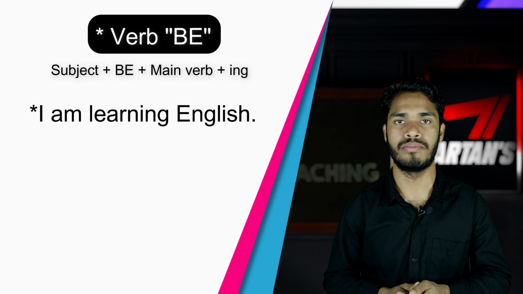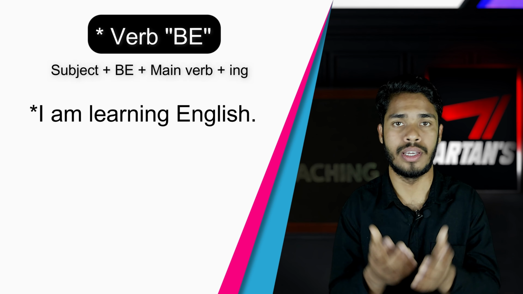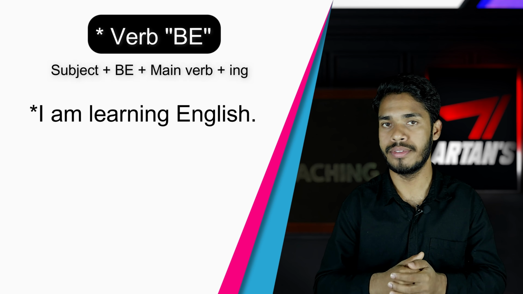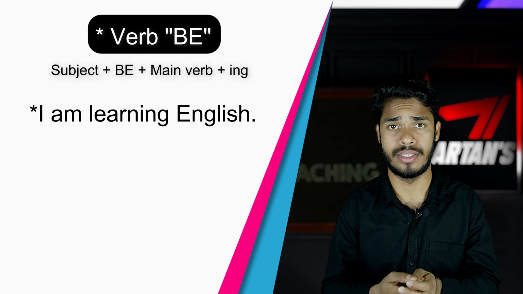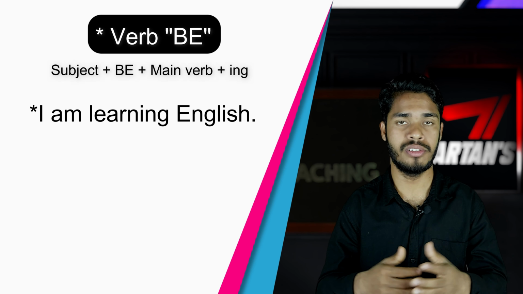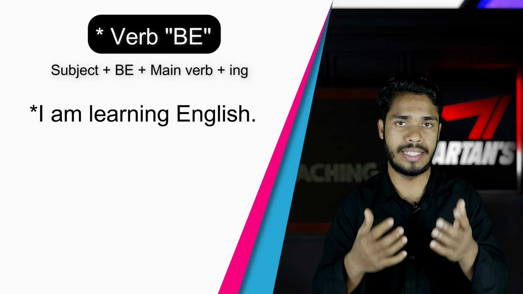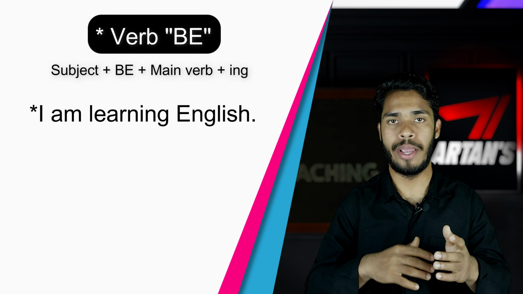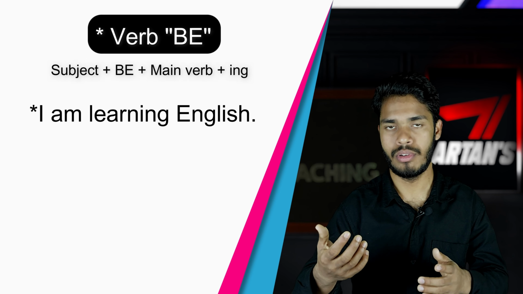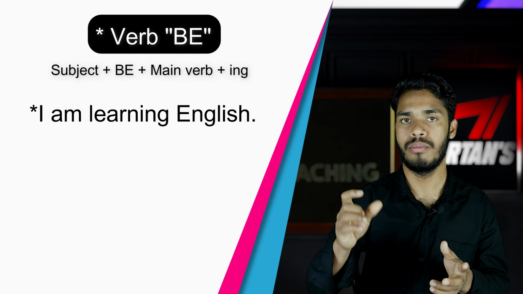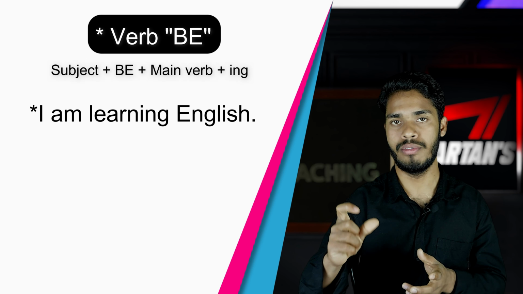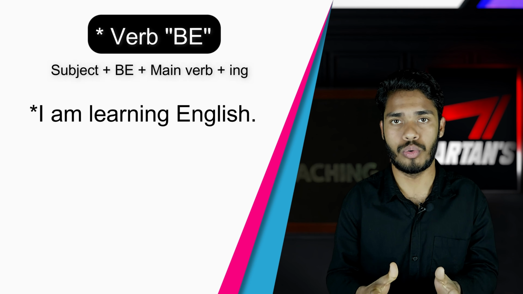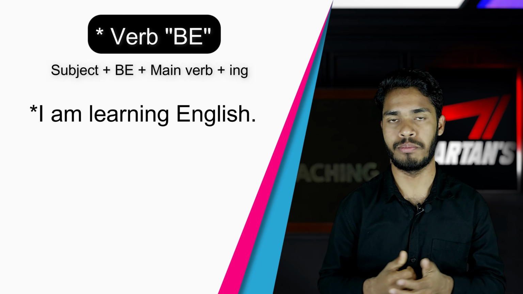For example, I am learning English. I is a subject and am is be verb, right? And am is used with I. So I am learning English. Learn is the main verb plus ing: learn, learning. I am learning English. Actions ongoing, right? And here another example.